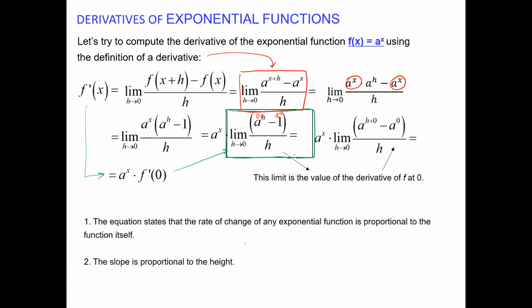The equation again states that the rate of change of any exponential function is proportional to the function itself, and the slope is proportional to the height. Slope is the derivative, the slope of the tangent line, and height in this expression means the value of the function, which tells me how high I will go at a certain x. But let's figure out what this limit, what this quantity is.